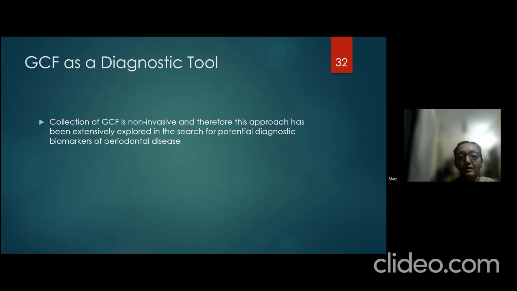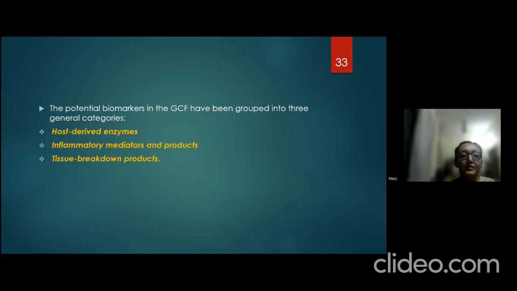So nowadays, since it utilizes a non-invasive approach, it shows a potential diagnostic role also. That is because it has a number of biomarkers which are indicative of the amount of periodontal disease. So it's a very useful tool for the diagnosis of periodontitis in patients.